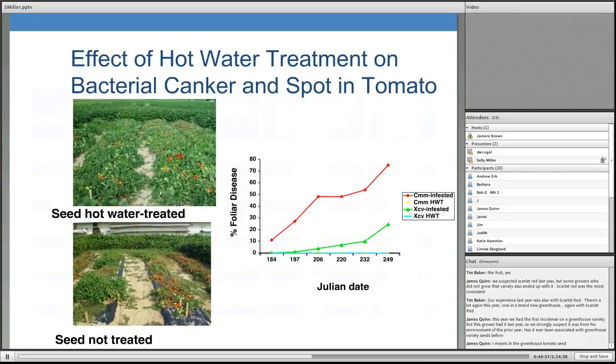So here's some data we produced a while ago. It's just looking at the effect of hot water treatment on bacterial canker and spot. Essentially you can see in the picture at the top where the seed were hot water treated, and then where they were not in the lower picture. This was bacterial canker in this particular instance. We had a pretty high rate of seed infestation, but you can see quite a difference when you don't have the disease as to when you do. And that's the same thing it's showing on the graph there.